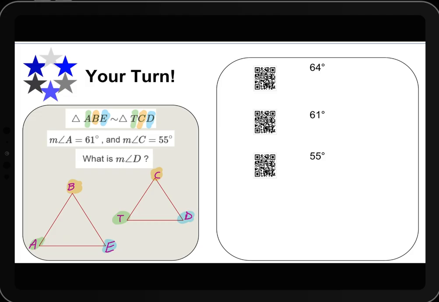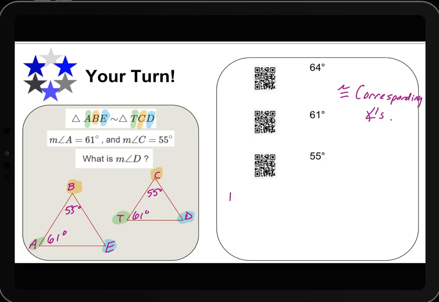So the real question now is, okay, we know angle A is 61 degrees and C is 55 degrees. But remember that this is a similar pair of triangles. So we know that we have corresponding congruent angles. So congruent corresponding angles. That means they're all the same. So angle B is also 55 degrees. Angle T is also 61 degrees. So really we're just missing the third angle in a triangle.